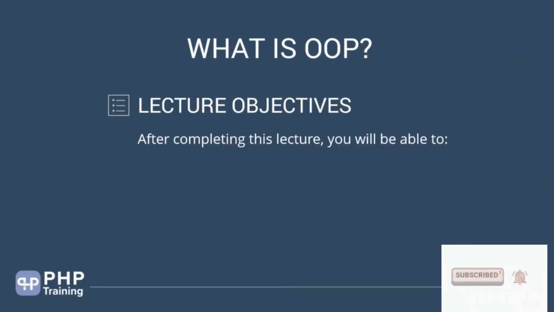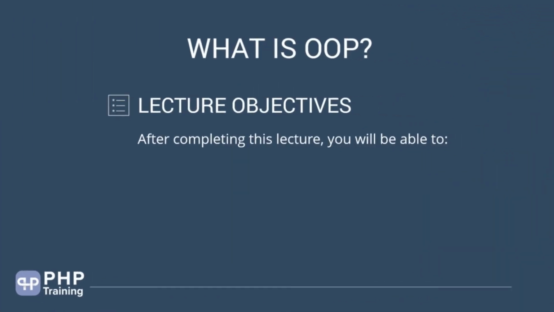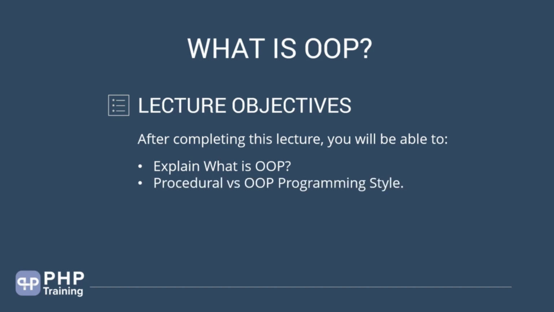Hello and welcome to the lecture on what is object-oriented programming. Let's look at what objectives you will learn in this lecture. After completing this lecture, you will be able to explain what is OOP, what is the difference between procedural language and an OOP programming style, and how to start thinking in OOPs. This will set you a mindset of how you're going to write your programs using OOP concepts. Okay. So this is what we're going to learn in this lecture.